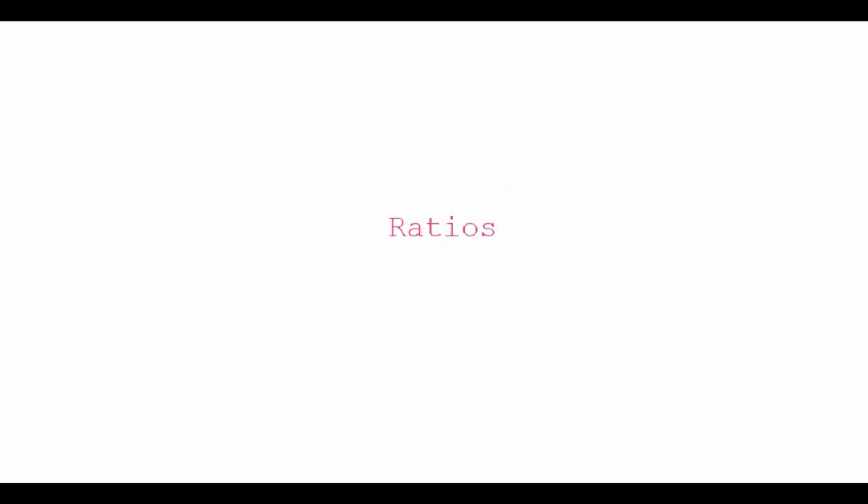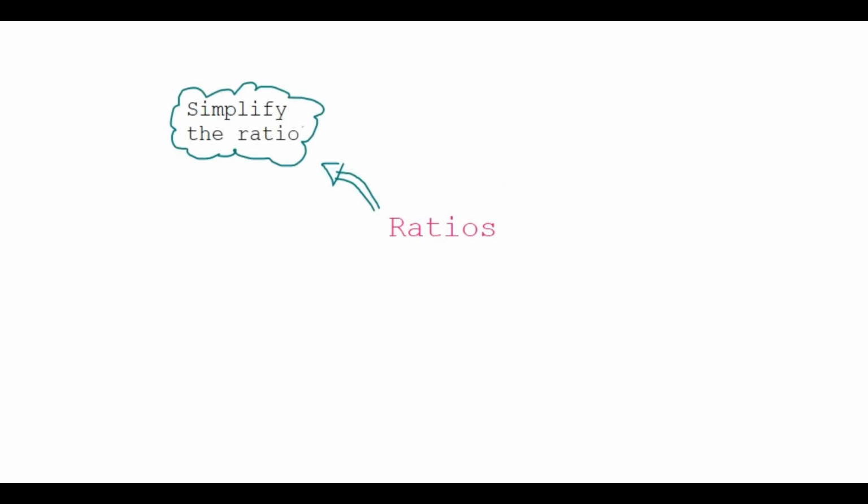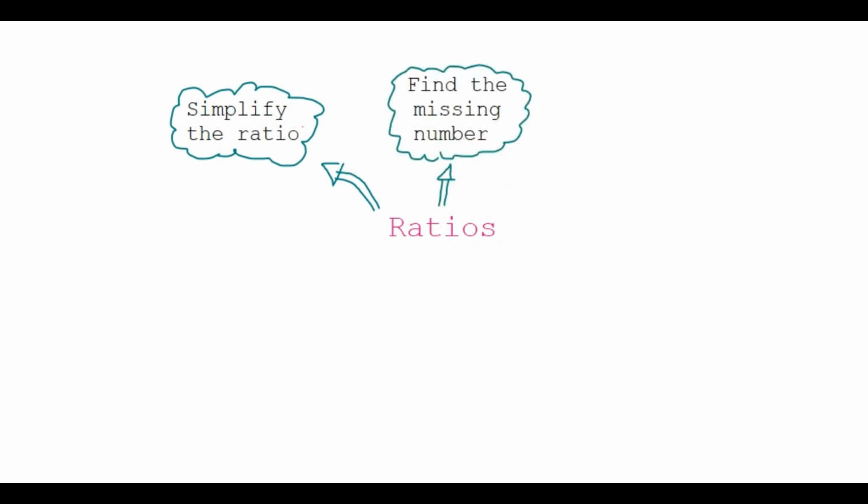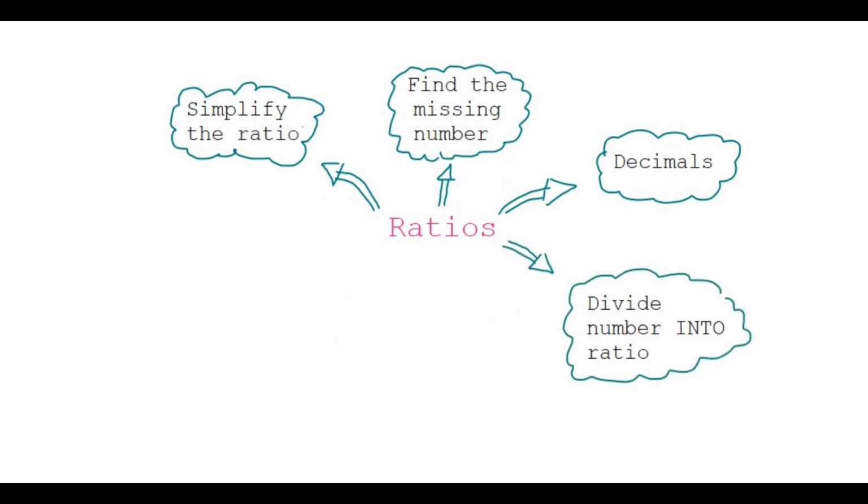The first would be to simplify the ratio, or they would say write the ratio in its simplest form. The second one is to find missing numbers. So they'll give you a ratio and then they'll give you the changed ratio and ask you to find a missing number. Next one would be a ratio with decimals. Thereafter, we look at the question where they'll tell you to divide a number into a ratio.